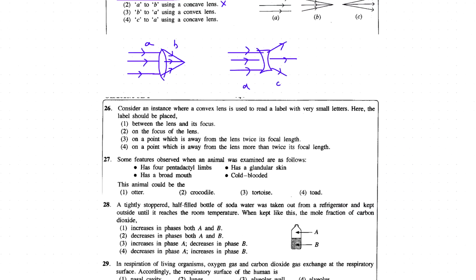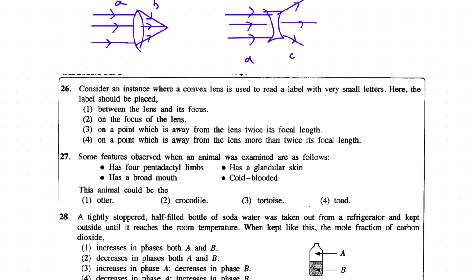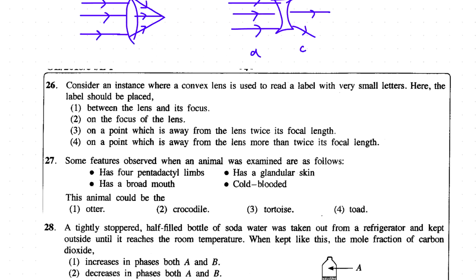26th. Consider an instance where a convex lens is used to read a label with very small letters. Here the label should be placed... So, I'm sorry. A convex lens being used to read small letters means the application should be like a magnifying glass, right?